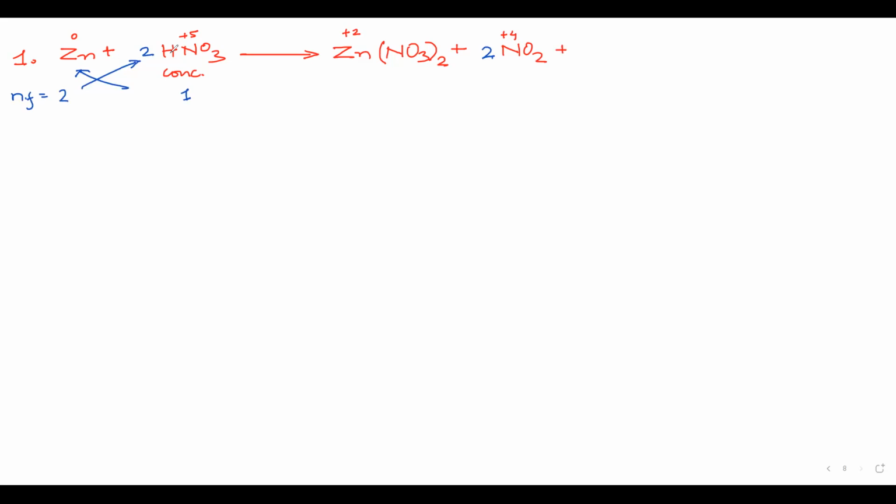So how many hydrogens are there? 2 hydrogens are there. So this will be 1 H2O. Is this balanced now? Oh, just wait a second. Let us see. It will not be balanced because the oxidation state is not right here. NO3 is 1 minus. Then this here is also minus. Then there is 2. Okay.